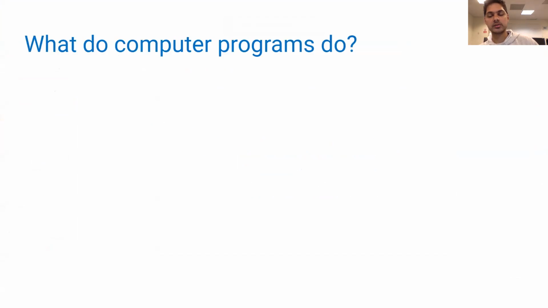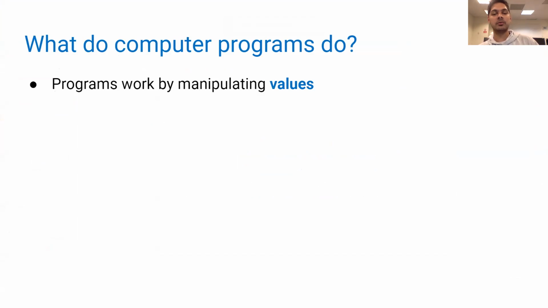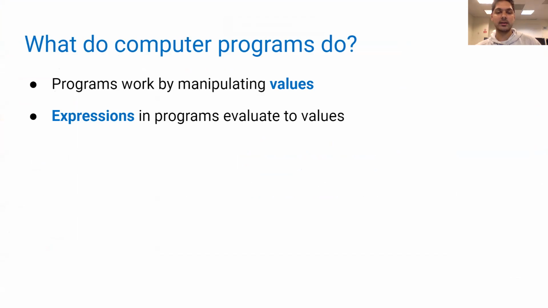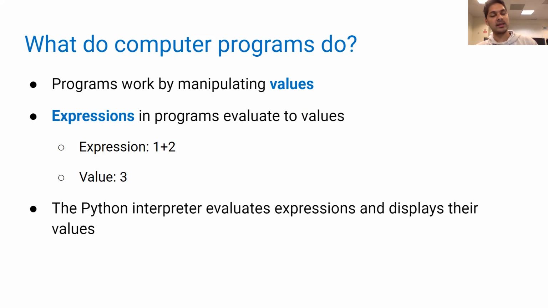So what do computer programs do? That's the fundamental question, right? Programs work by manipulating values, and expressions in programs evaluate to these values. So what is an expression? An expression is like in algebra, 1 plus 2. That's an expression which isn't fully evaluated yet, and the value of the expression is 3. Similarly, the Python interpreter evaluates expressions and displays their values.